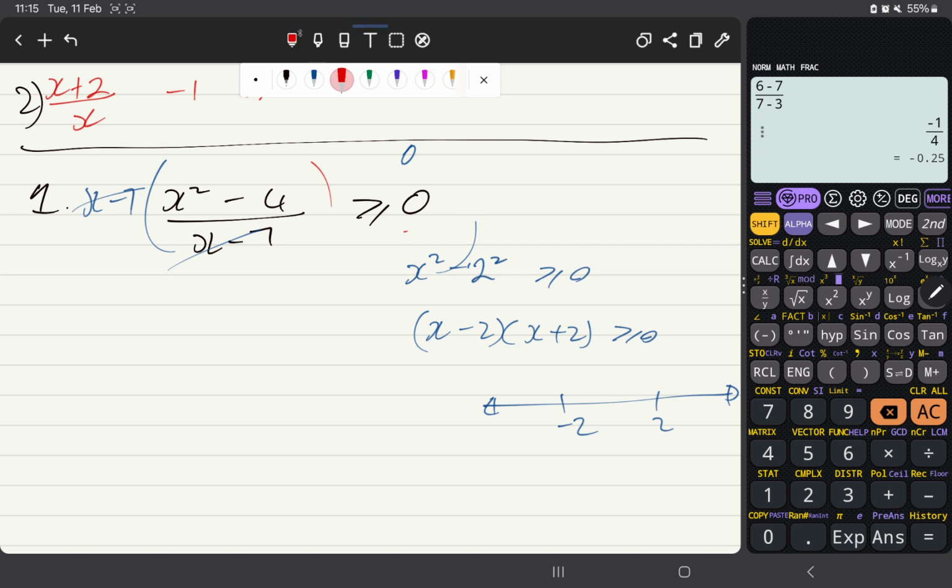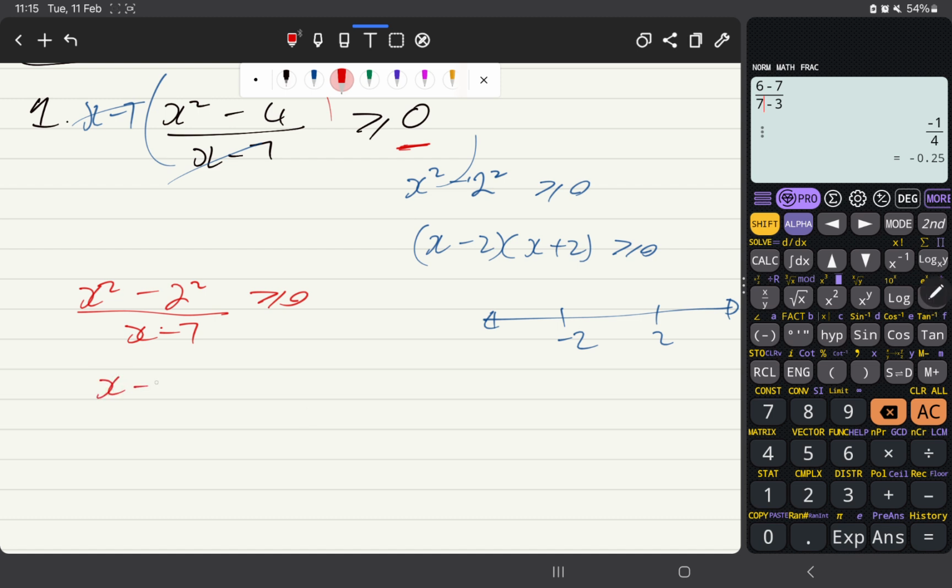So the correct way to do it is, since we already have a 0 on this side, I will rewrite it again. Let me say x squared minus 4 over x minus 7, greater than or equal to 0. You try to factorize all of it, and the numerator, when you factorize it, what do you have? You have x minus 2, x plus 2, right? Then you have x minus 7.